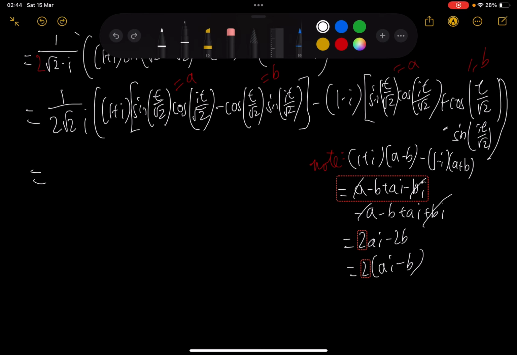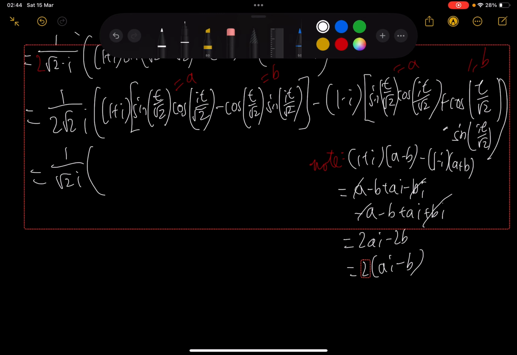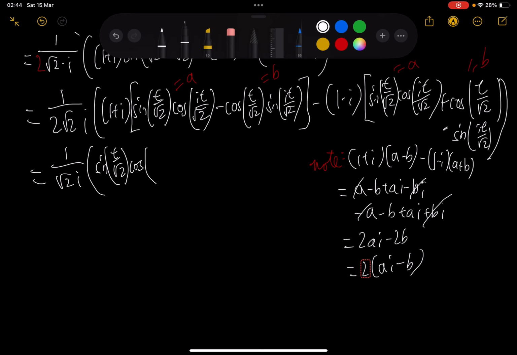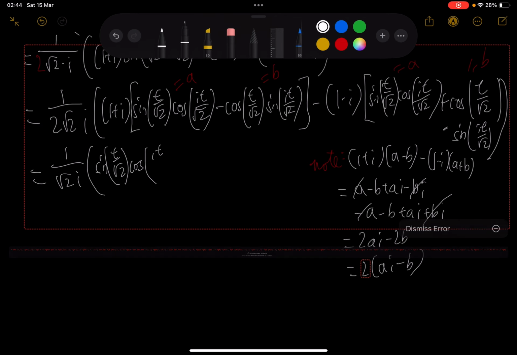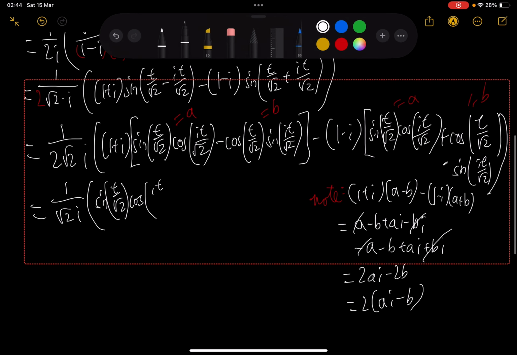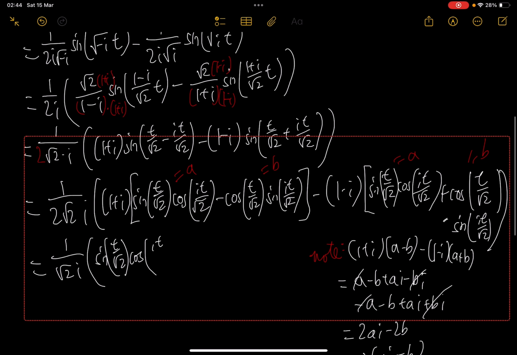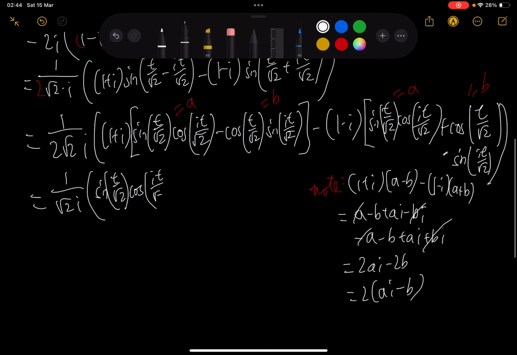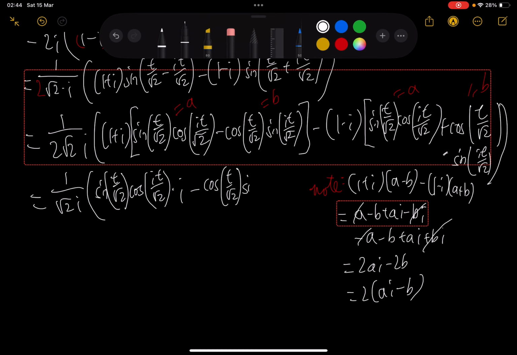So you can write this as 1 over square root of 2 times i, and then times, after simplifying, you get a, which is sin t over square root of 2 cosine i t over square root of 2, and then minus, times i. It says times i, and minus that b, we named it cosine t over square root of 2 sin i t over square root of 2, like that.